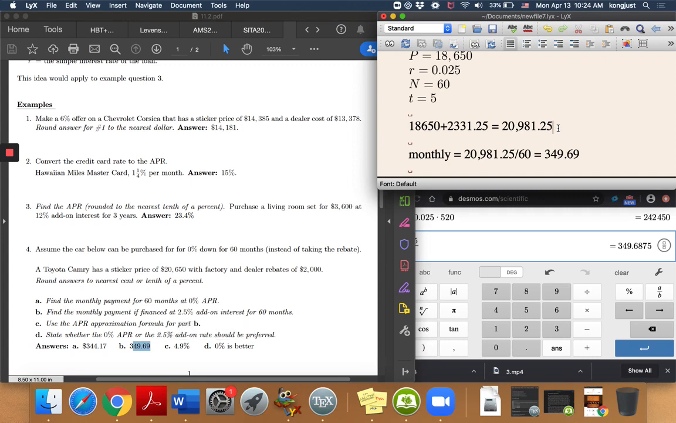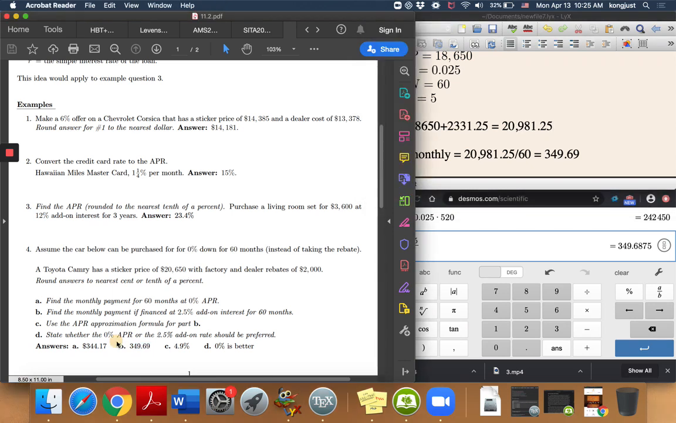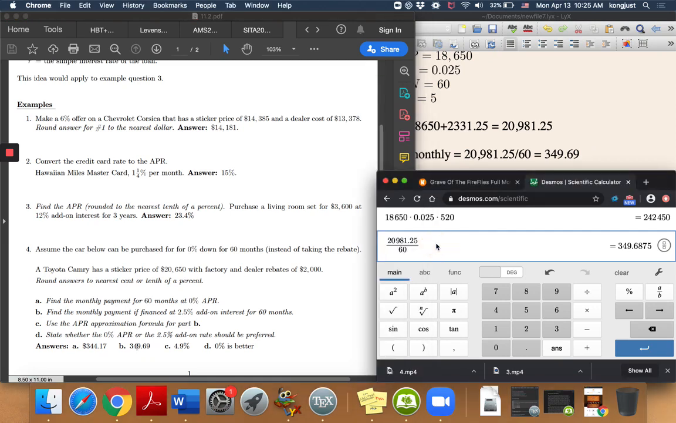One more comment. 20,980 compared to 20,650. Not so different. It was a little over $300. These prices are kind of similar, right? So you save like $300. I guess that's not totally insignificant. You could buy like a Nintendo Switch, but 5 years is kind of long for that amount of money to accrue. Okay, anyways, next question, part C, says find the APR.